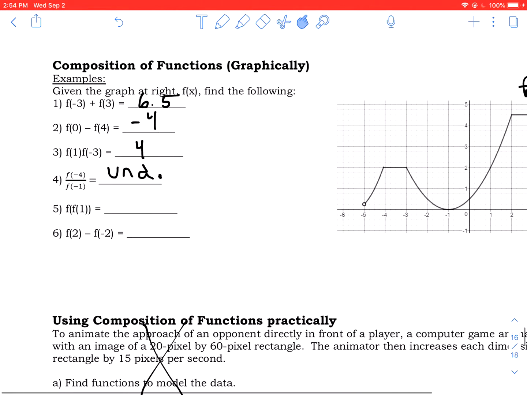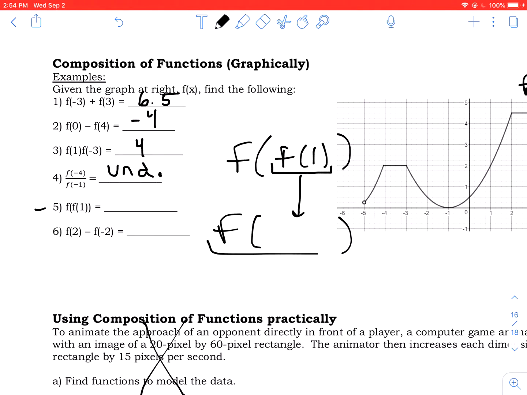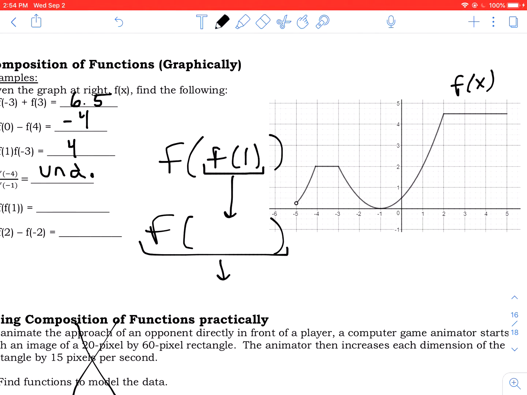All right. So almost done here. Let's look at example number 5. What is f of f of 1? So, okay, here's our first example of composition of functions graphically. But just like earlier, we're going to find the answer to the inside problem. We're going to get an answer. And then we're going to find f of that answer to get a final answer. So let's just focus on the inside for now. What's f of 1? Well, when x is 1, y is 2. So f of 1 is 2.